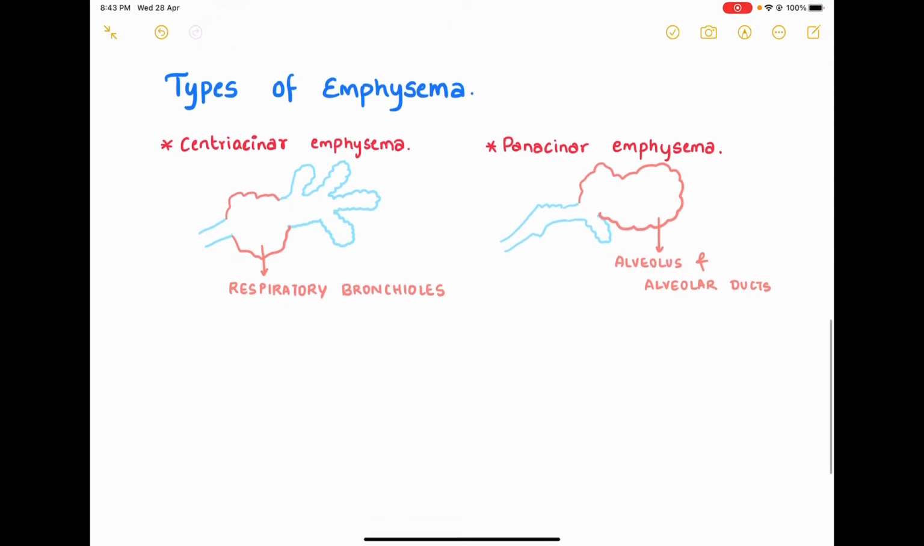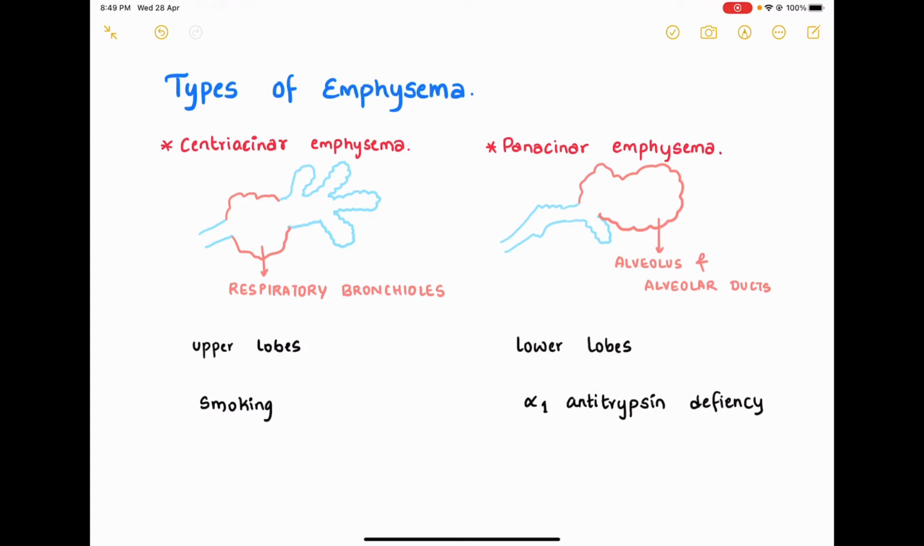There are four types of emphysema, among which centriacinar and panacinar emphysema are clinically more relevant. Centriacinar emphysema involves the more proximal part of the acinus, mainly the respiratory bronchioles, while the panacinar emphysema involves the entire alveolus and the alveolar ducts. Centriacinar emphysema majorly affects the upper lobes of the lungs, and the main risk factor is cigarette smoking, while panacinar emphysema mainly affects the lower lobes of lungs and is seen in individuals with alpha-1 antitrypsin deficiency.